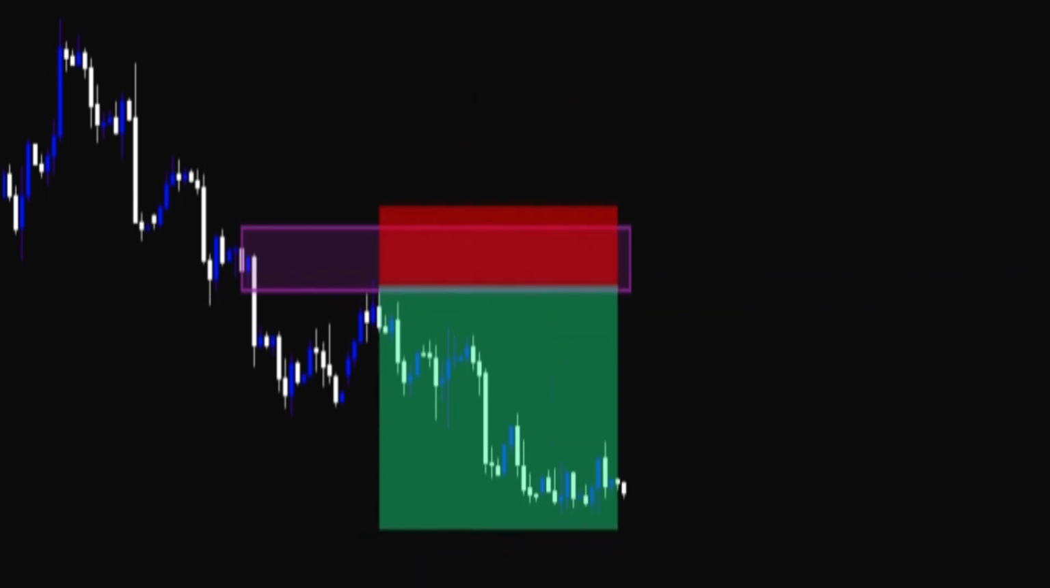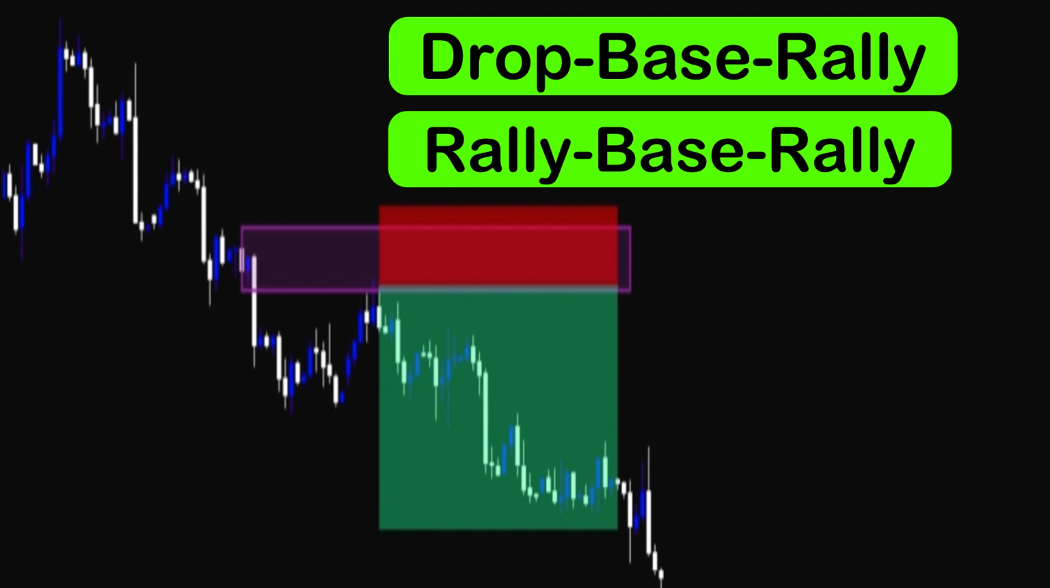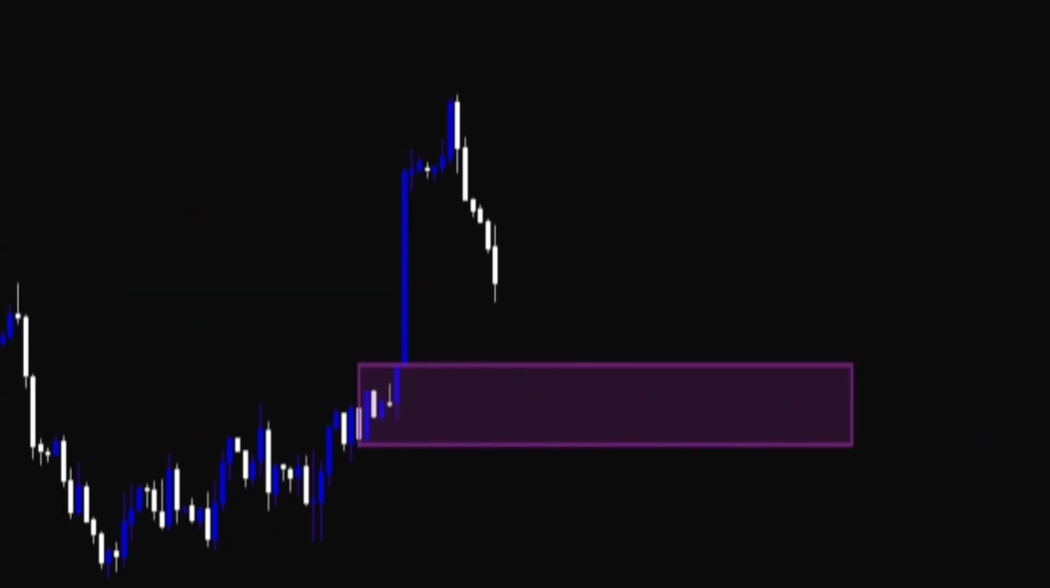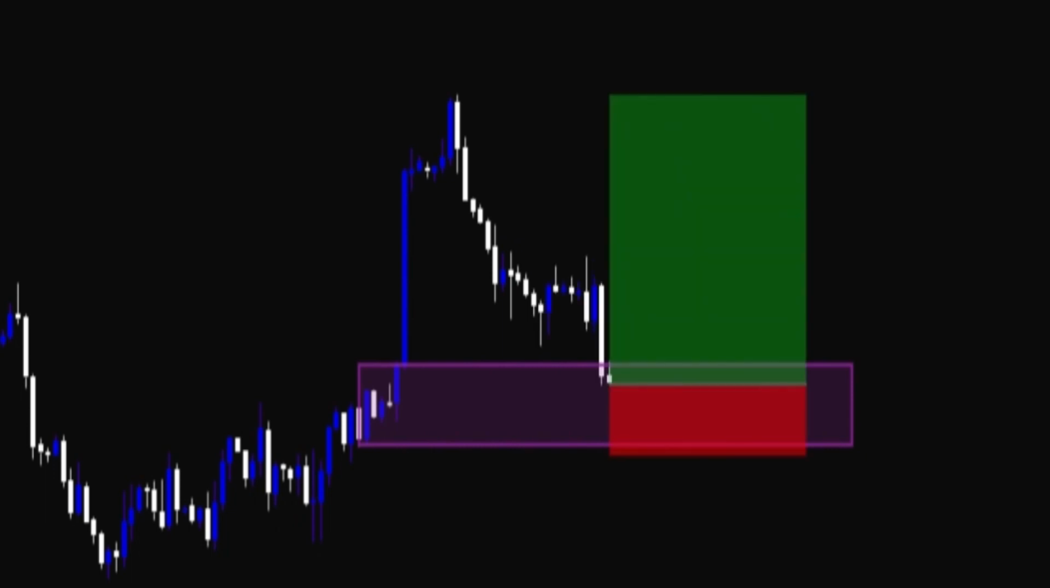Now let us see the market patterns for the demand zone. The market patterns at the time of demand zone are drop, base, rally, and rally, base, rally. In the first pattern, which is drop, base, rally, the market is in a downtrend first, and then it makes a change of character by breaking its lower high to the upside. And thus, we would plot the demand zone from the base. As you can see, the market went upwards after reaching this demand zone.